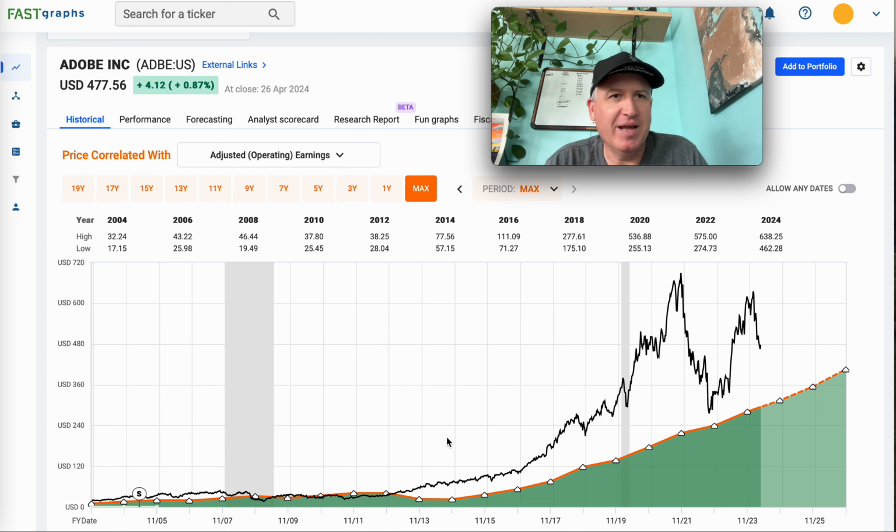And Adobe is a pretty interesting stock to look at. As always, this is not individual investing advice. This is just how I analyze stocks.